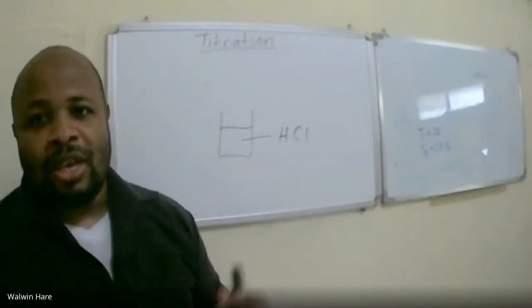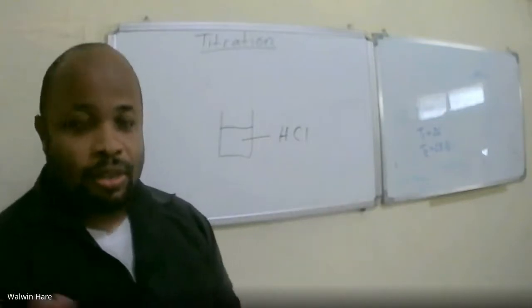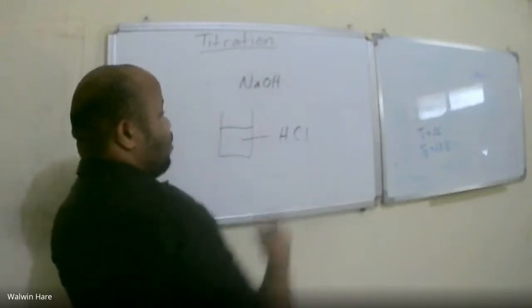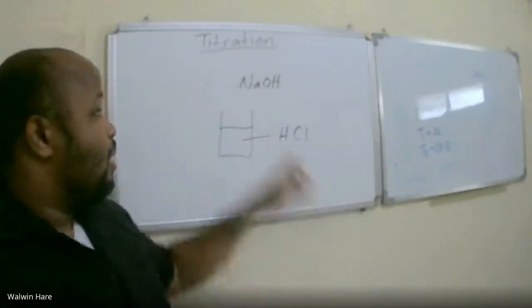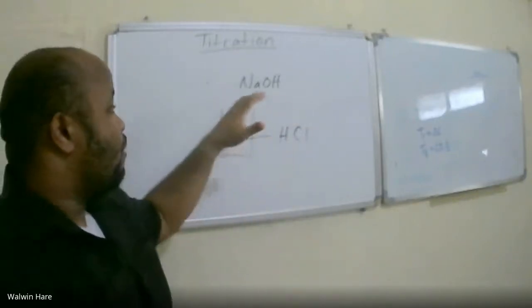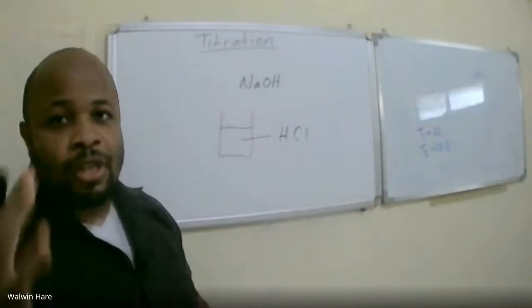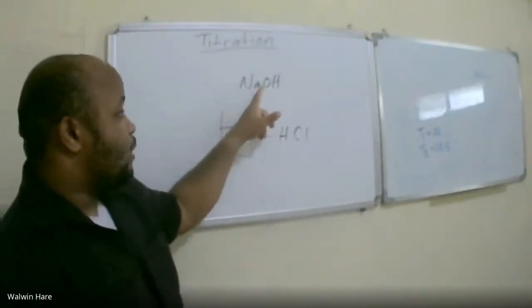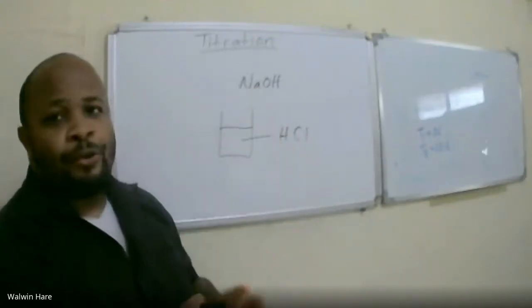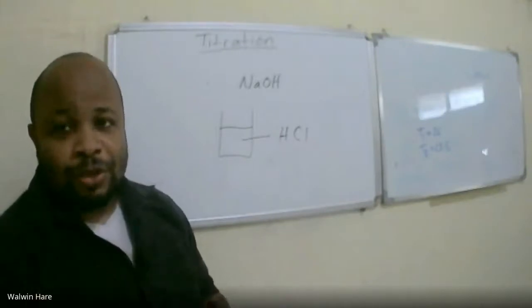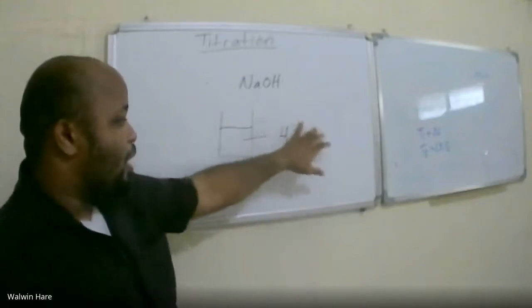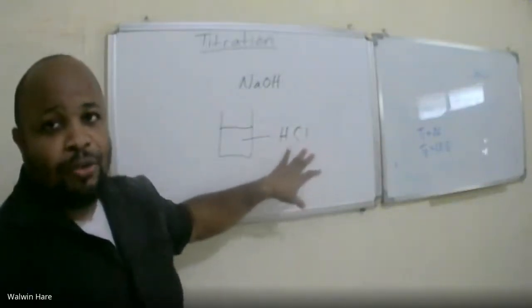Now, we would react the hydrochloric acid with a base, for example, sodium hydroxide. But before we do it, we would have to know the concentration of the sodium hydroxide solution that we are using. And the reason for that is we know that when sodium hydroxide and hydrochloric acid react, they react in a particular ratio. And we can use that ratio to figure out how many moles of hydrochloric acid react.